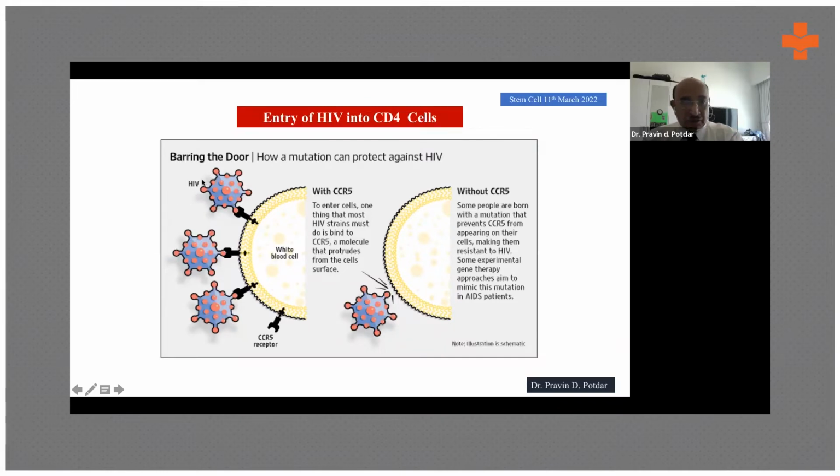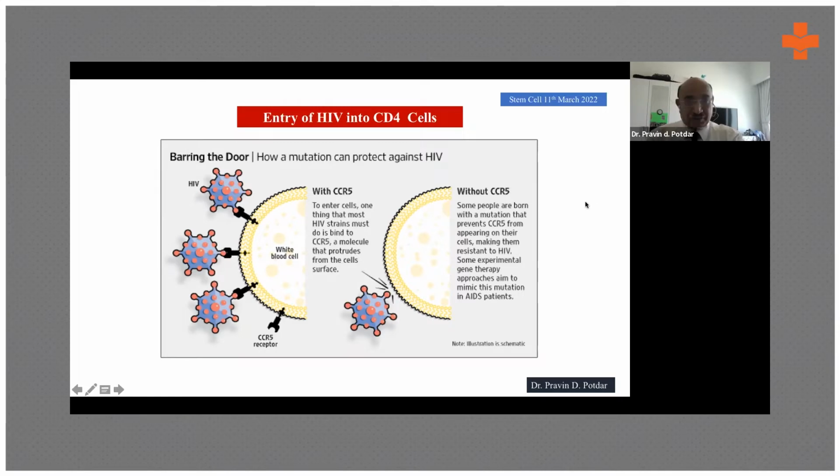Now, the concept is that if we remove this, then, as you see, without CCR5, or by making a mutation, there are two ways. One is to chop out CCR5 by CRISPR technology, or make the mutation. With either of these, the virus will only remain in the front. It will not affect the CD4 cells, and your immune response will not go down.